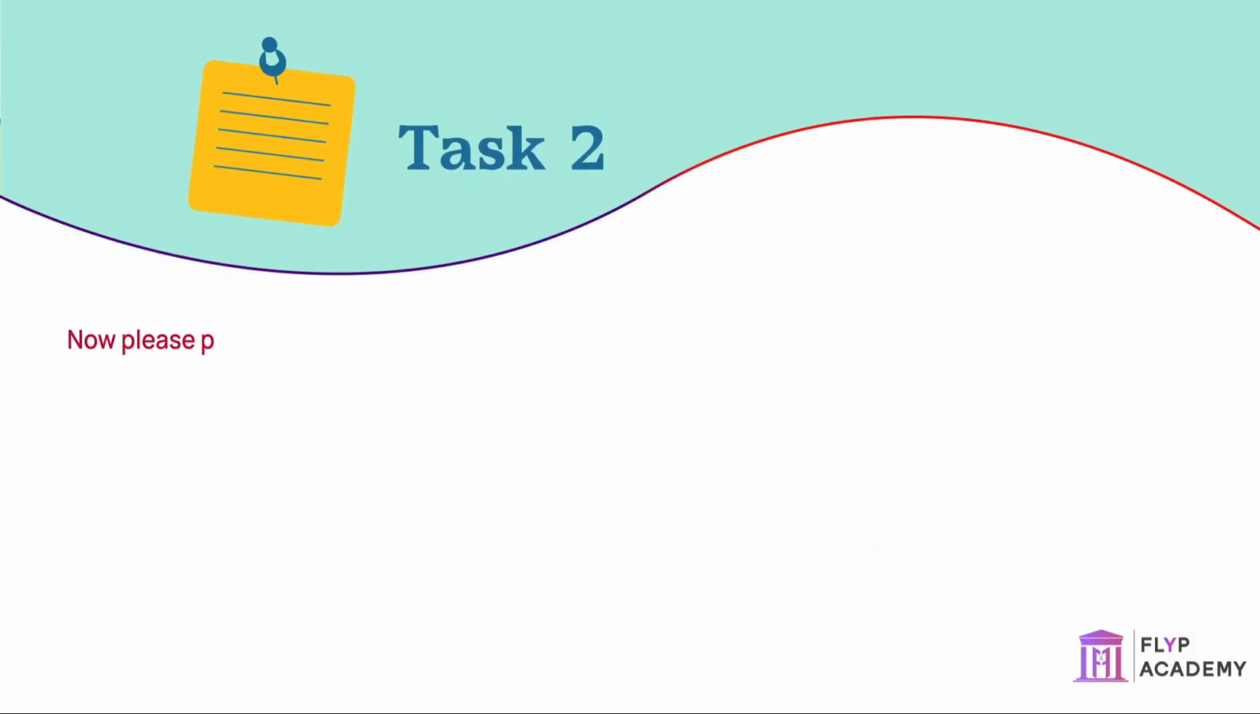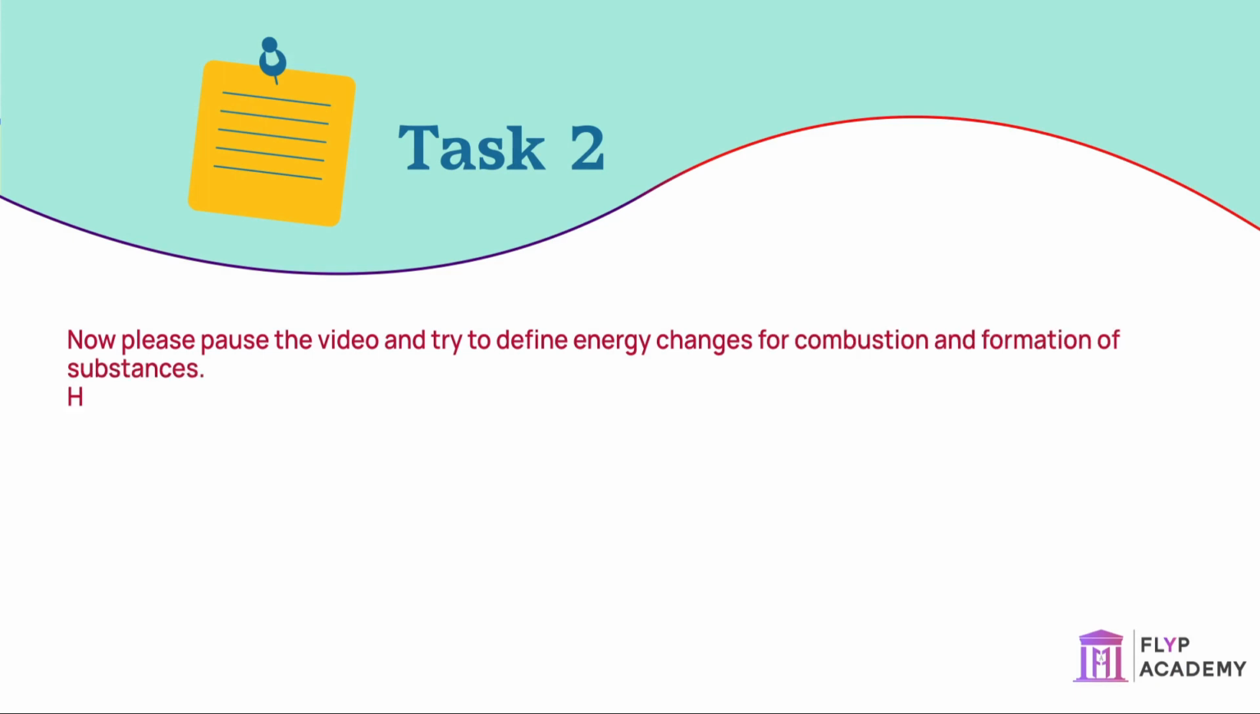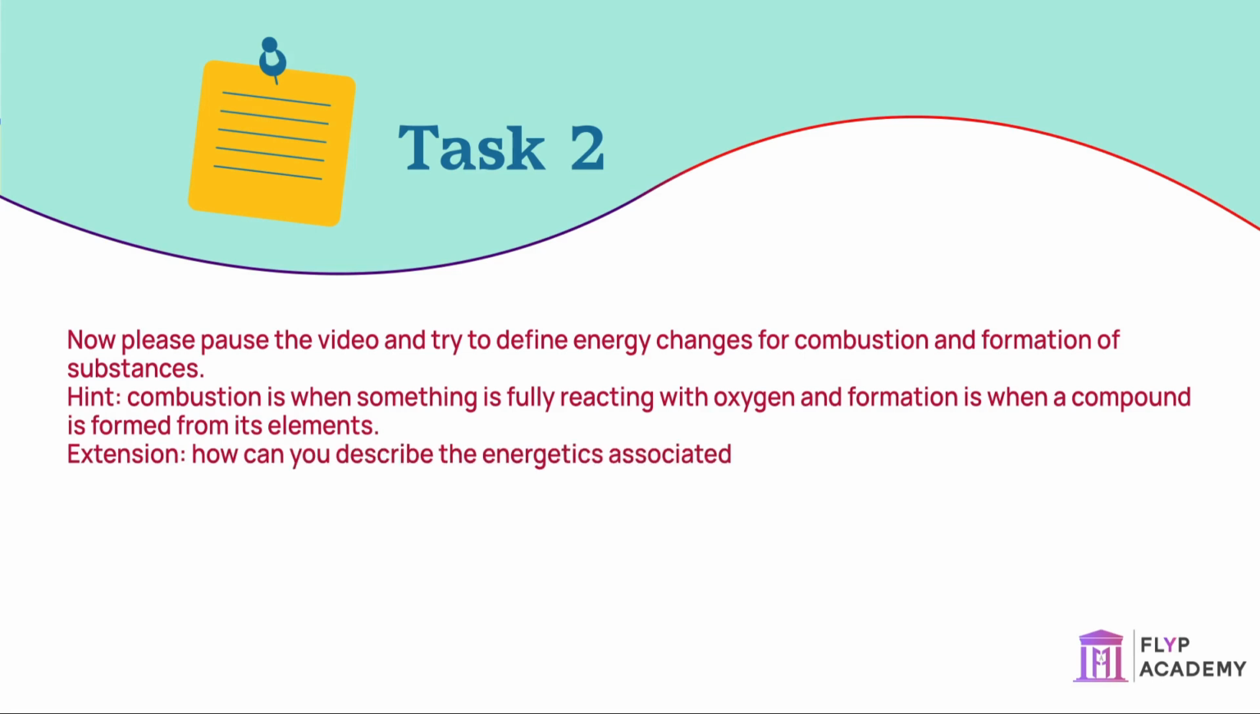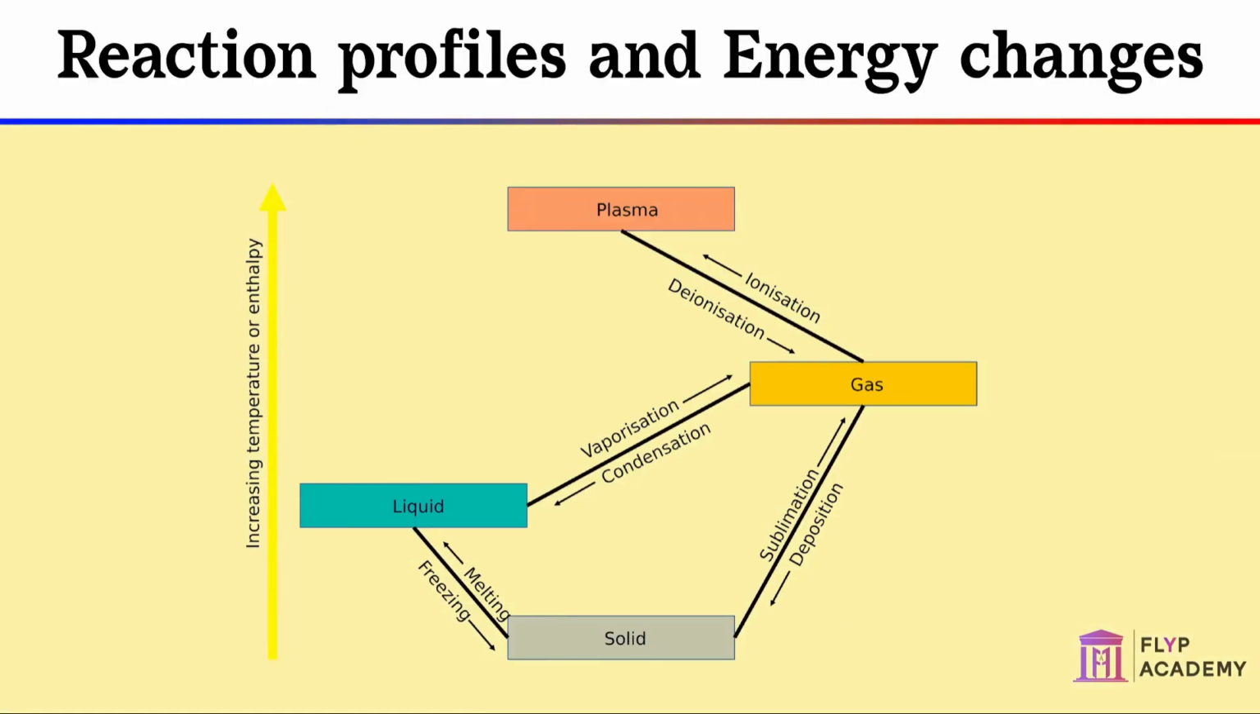Task. Now please pause the video and try to define energy changes for combustion and formation of substances. Hint. Combustion is when something is fully reacting with oxygen, and formation is when a compound is formed from its elements. Extension. How can you describe the energetics associated with combustion? Combustion happens when a fuel is being burnt. For example, when coal is burnt via the reaction of C plus O2 to CO2.